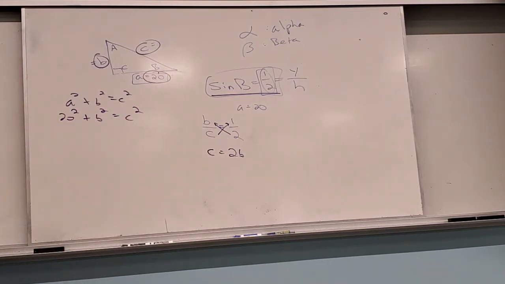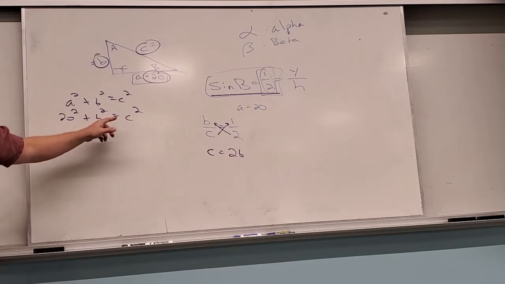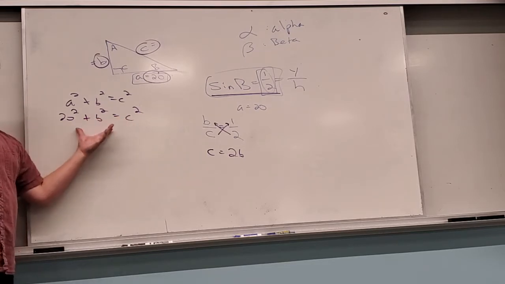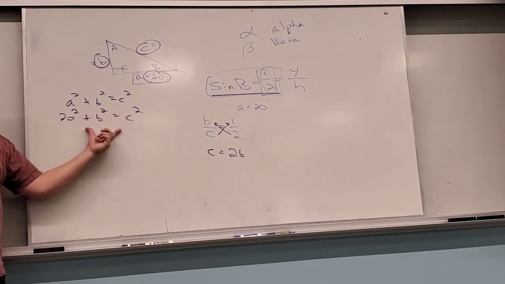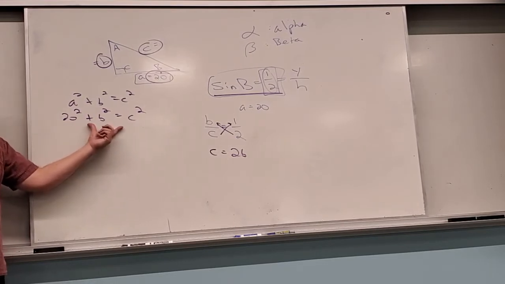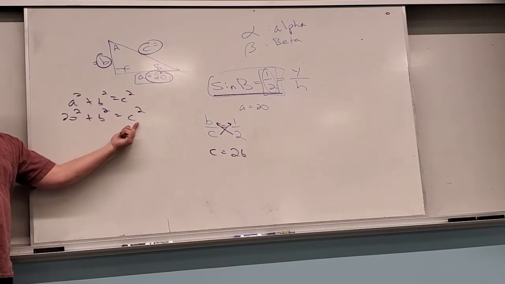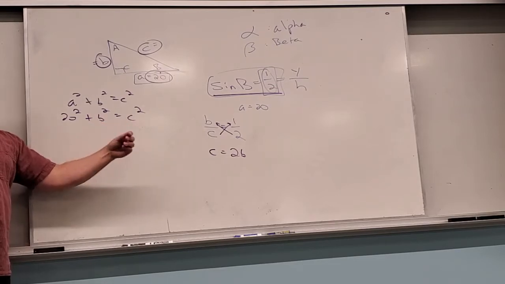Okay. How many equations do I have now that relate c and b? Does this one show me how c and b are related to each other? Yes, right? If you tell me what b is, can't I figure out what c is? So this tells me how c and b relate to each other.